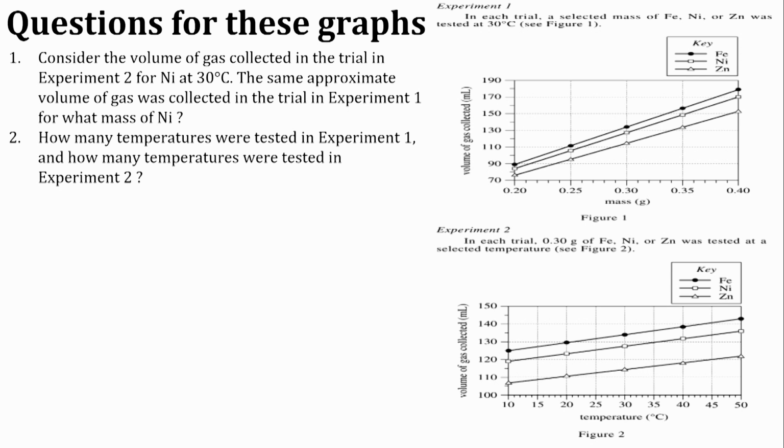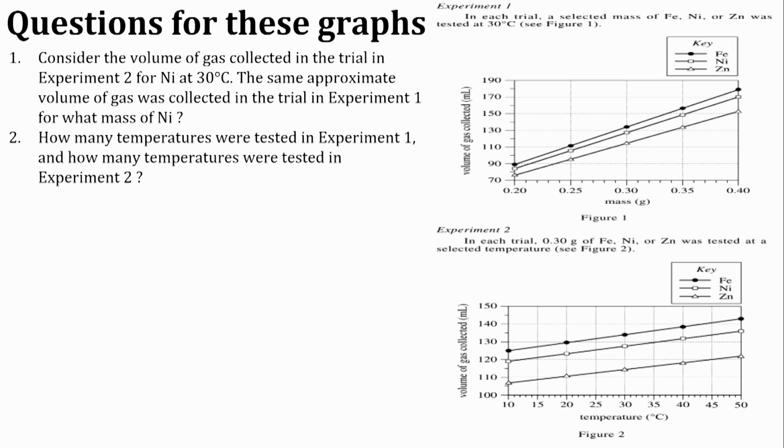It says, in each trial, a selected mass of iron, nickel, or zinc was tested at 30 degrees Celsius. So there was only one temperature tested in the top figure, right? Because it tells us they're all tested at 30 degrees Celsius. So we're getting one temperature from Figure 1. Let's see if we can figure out how many temperatures were used in Figure 2.